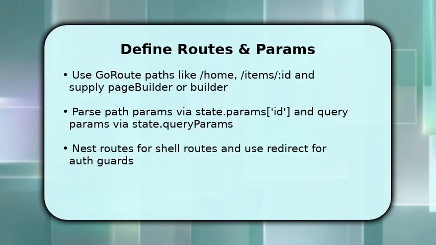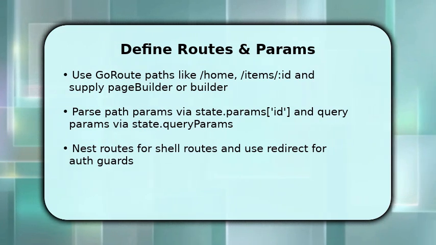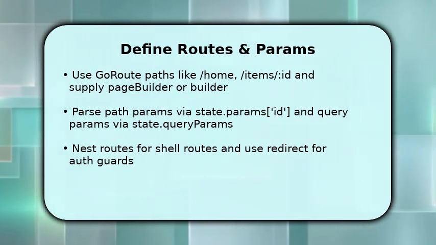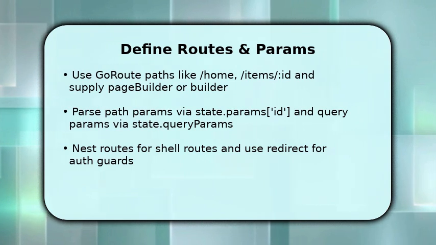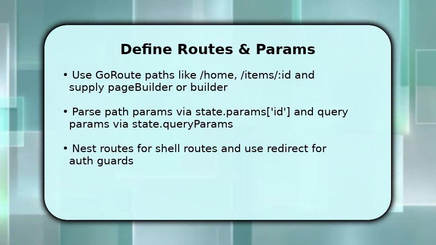Once the router is wired, define concrete GoRoute entries with clear paths and builders. This is where you control UI for each URL. Use path parameters like id and read them with state.params['id'] to pass data into pages, and use state.queryParams for optional arguments.